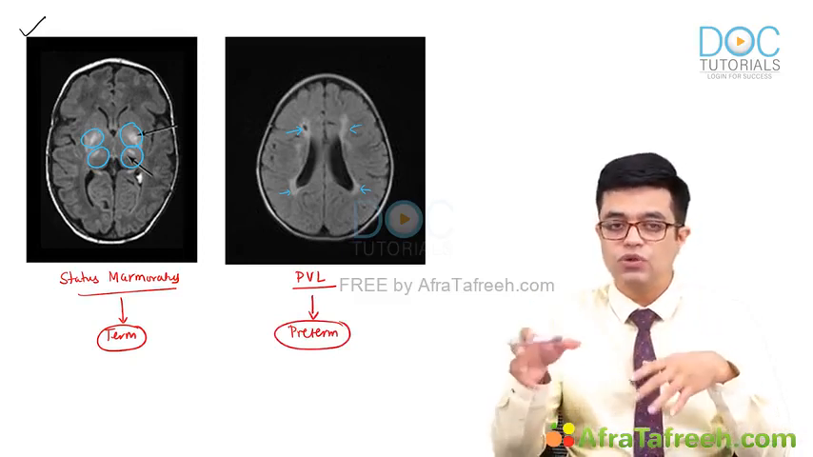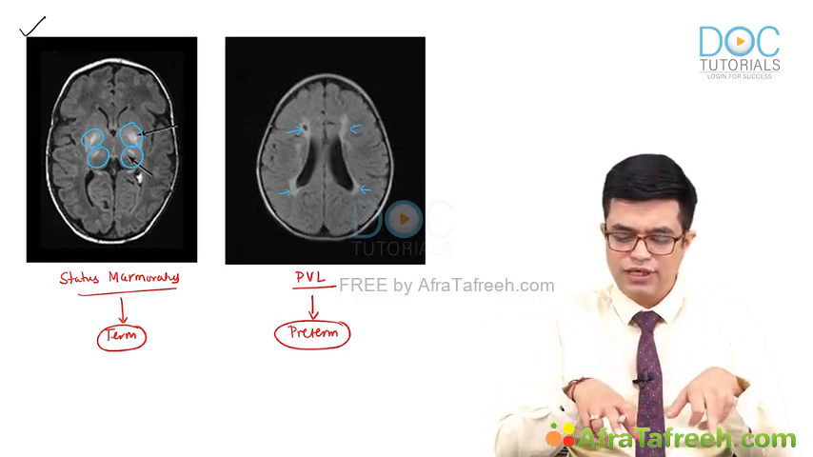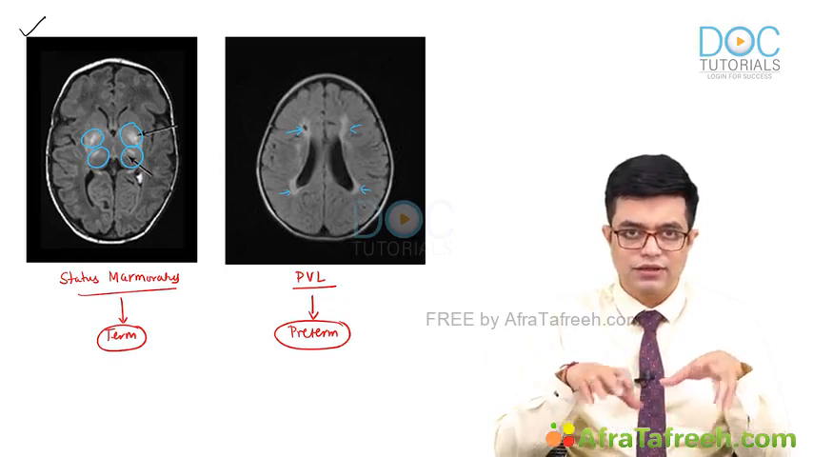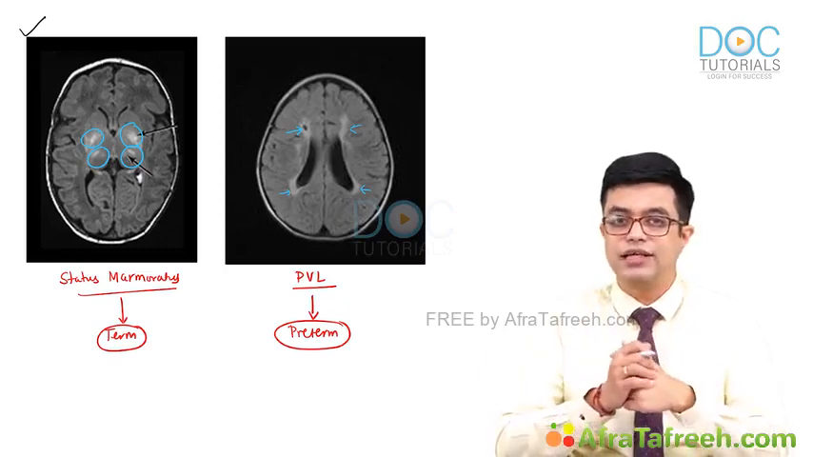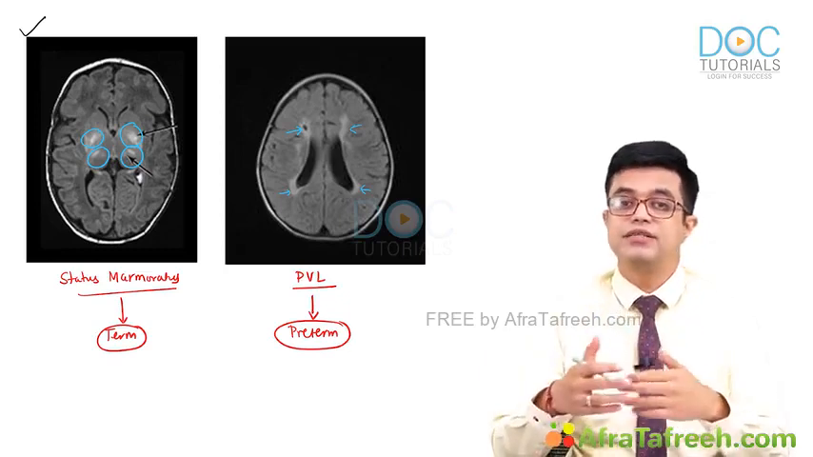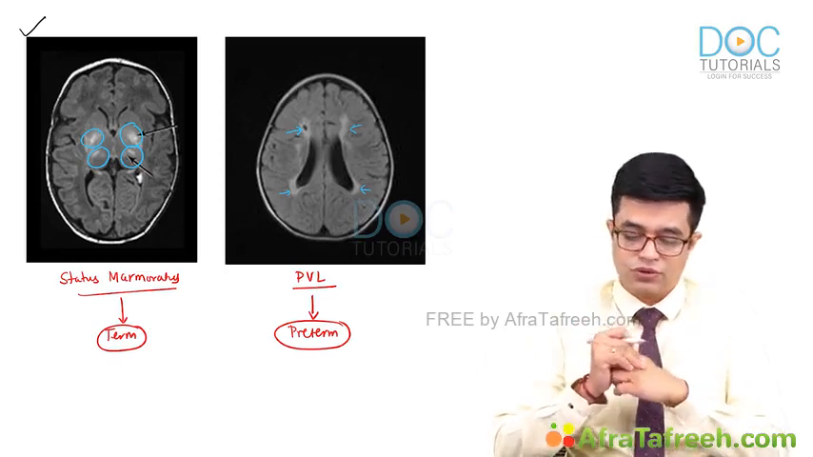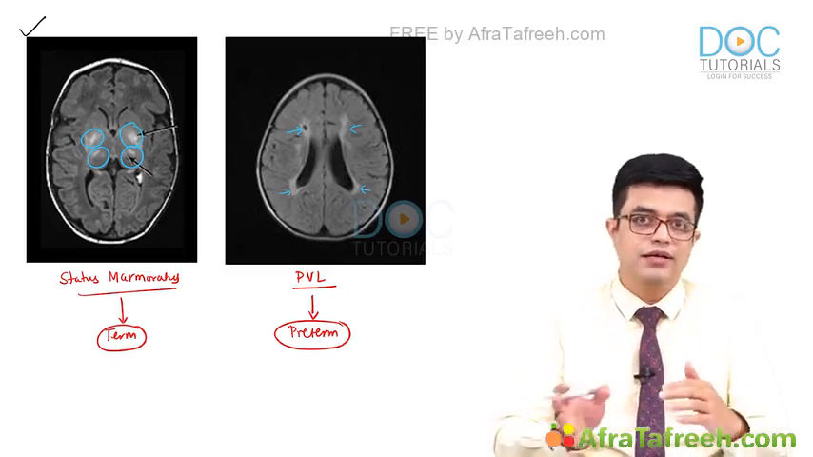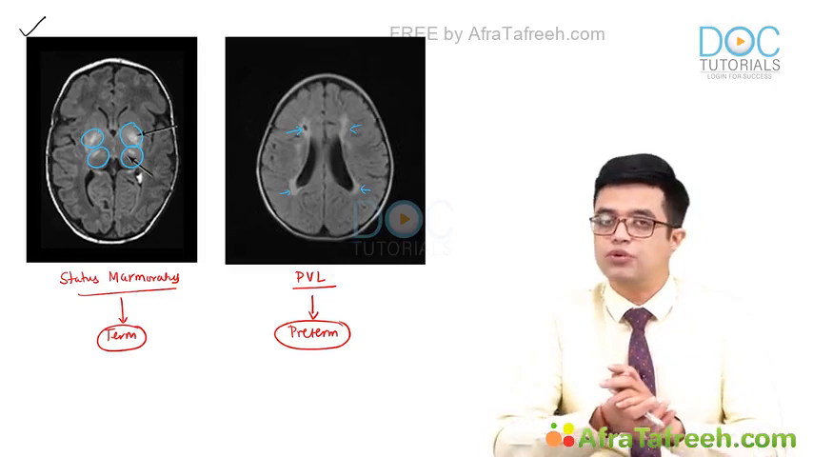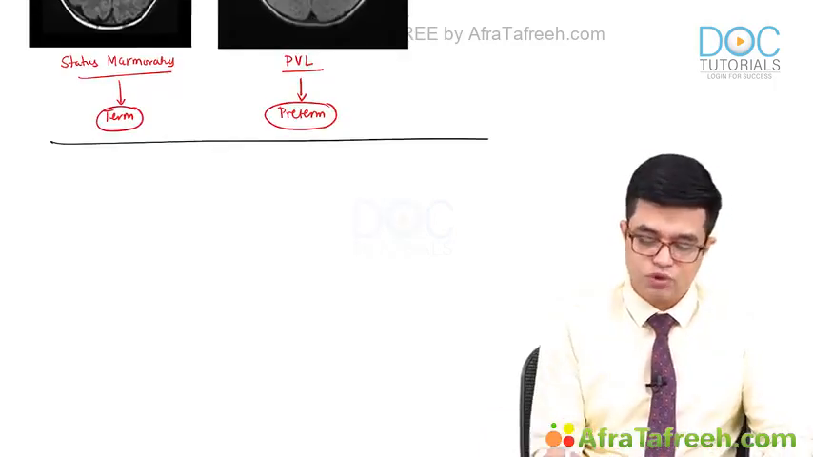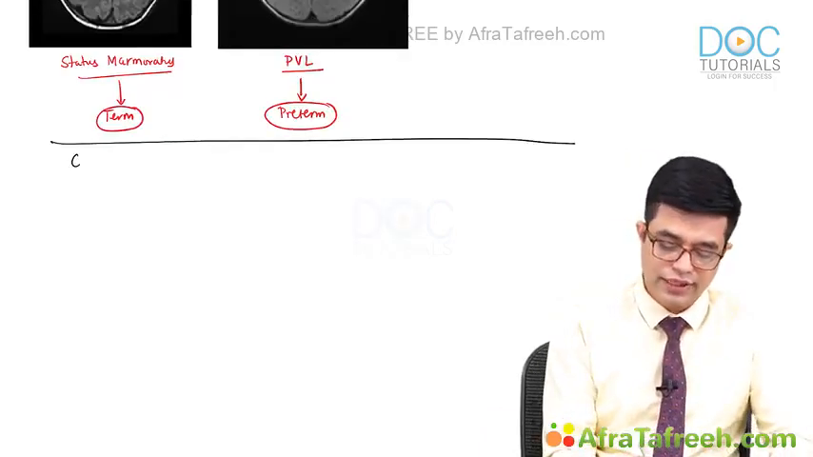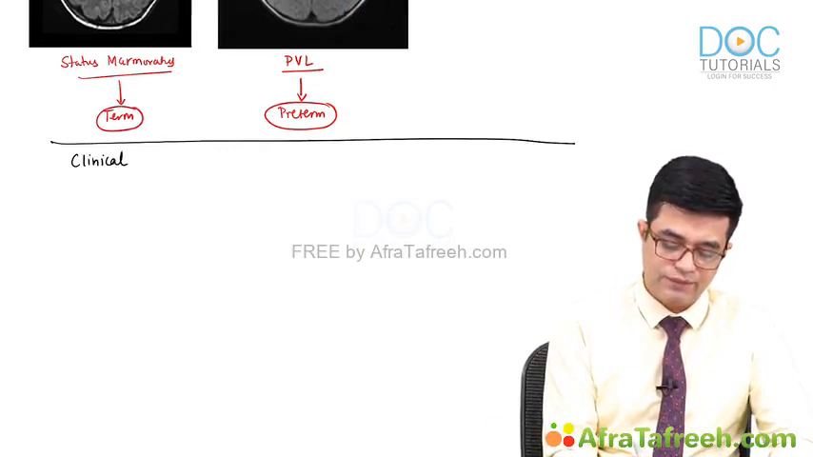So if your mind knows these things, if you get a picture like this, you can easily reach the correct answer even if you have not read these findings in detail in radiology. So this is how visuals need to be correlated with whatever text you are reading. Let us move our attention now to clinical staging of HIE.